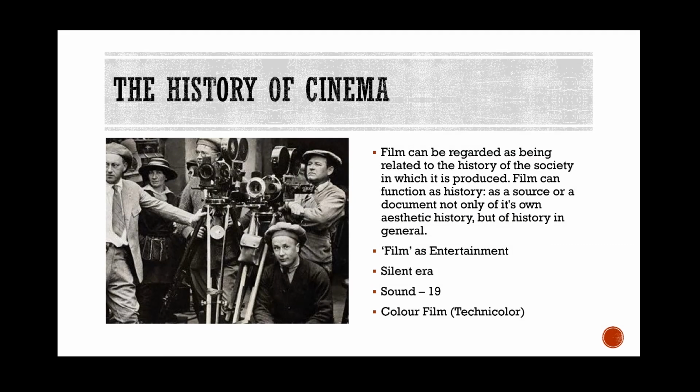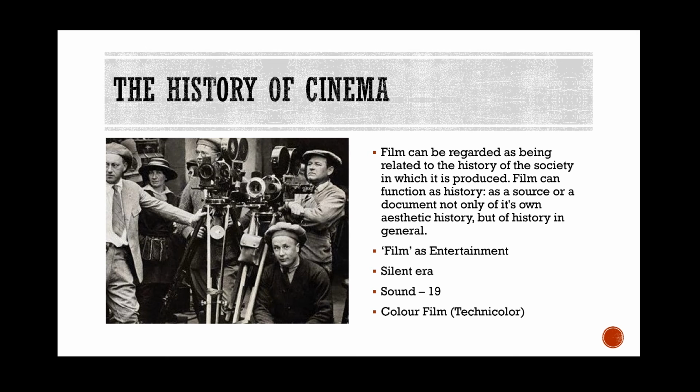What you are doing is looking at the history of cinema. Film can be regarded as being related to the history of society in which it is produced. Film can function as a history or as a source or a document, not only for its own aesthetic history, but for history in general.